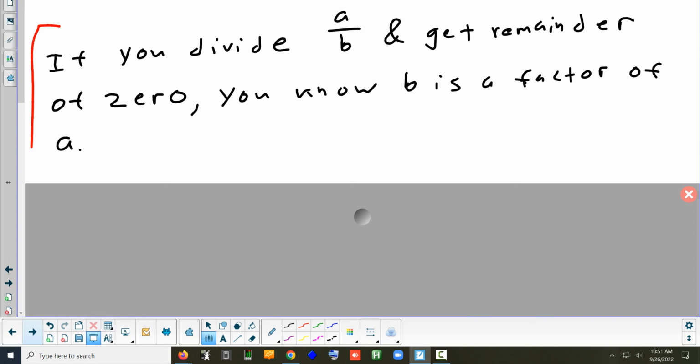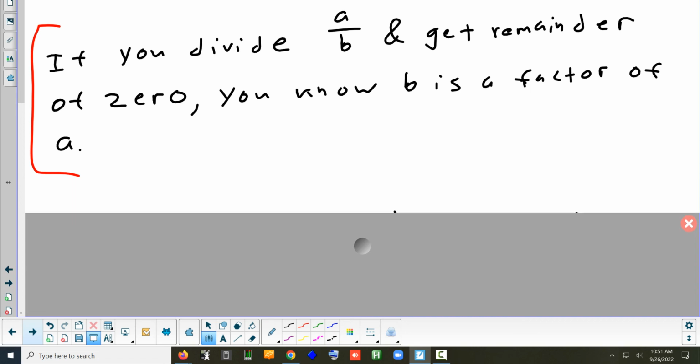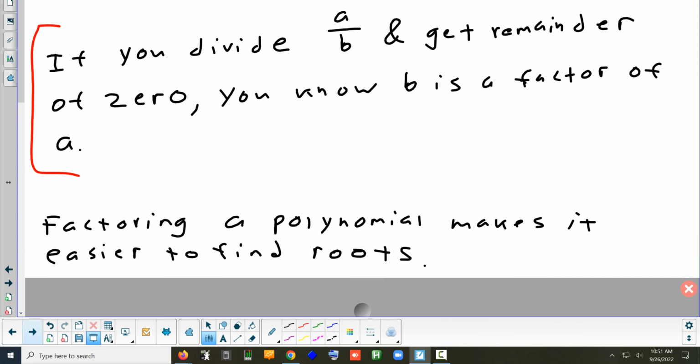So basically what I just said to you guys, that if you divide two numbers and you get a remainder of 0, you know that the number you divided by is a factor of the numerator. And the whole point of being able to find a factor of something is to be able to find the roots. Factoring makes it super easy to find roots. Quadratics, we know how to factor. So you might say, well, why do I need to learn about this if I can just factor a quadratic by trial and error and eventually get the answer, if it's something that's factorable?